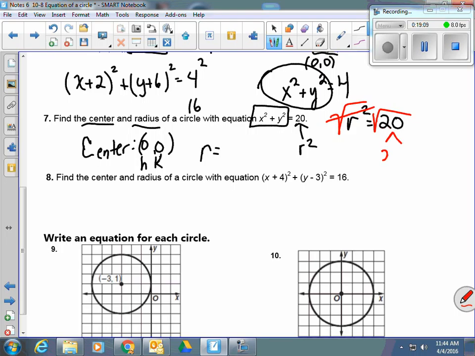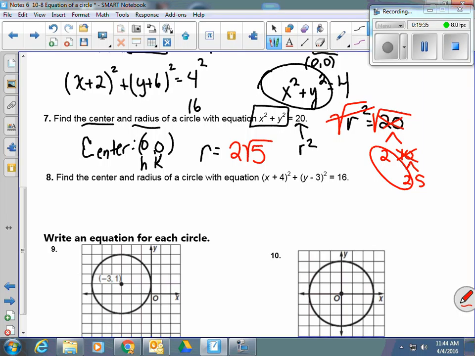Good. So 20 can be divided by 2 and 10, right? 10 can be divided by 2 and 5. I have a pair of 2s. What happens when you get a pair? They get to come outside. Very good. So it is 2, and inside the house has to stay the 5. So your radius would be 2 square roots of 5. Okay? So now that you're a little bit smarter, I want you to try number 8 again.